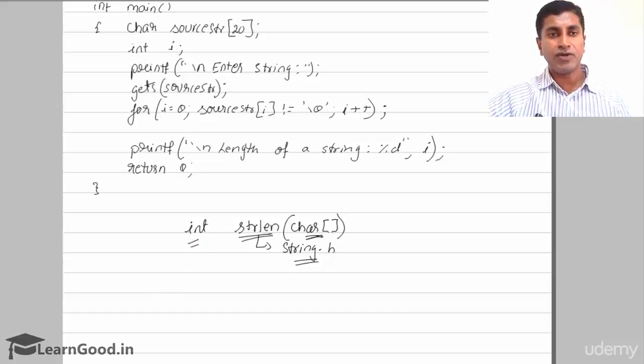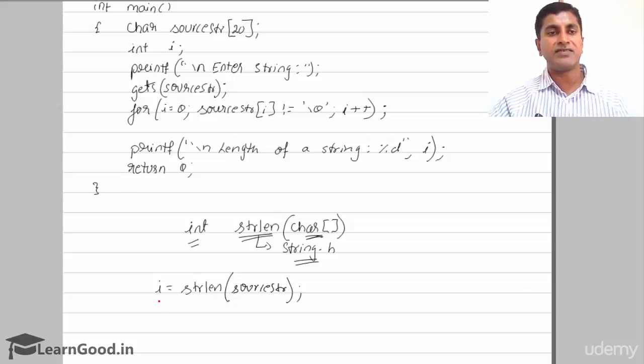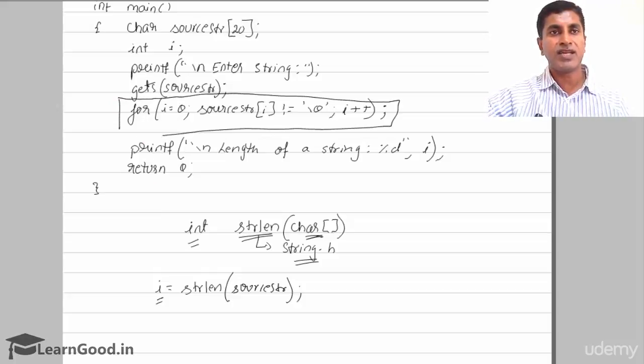So if you want to use this, you can give here i is equals to strlen within brackets, you have to give the source string. Here the source string is source str. So string length will go to this str array, and check character by character. When it comes across \0, at that position it will find out and return that length. So the i value is going to be 4. So instead of using this for statement here, you can also use that library function by giving i is equals to strlen of source str.